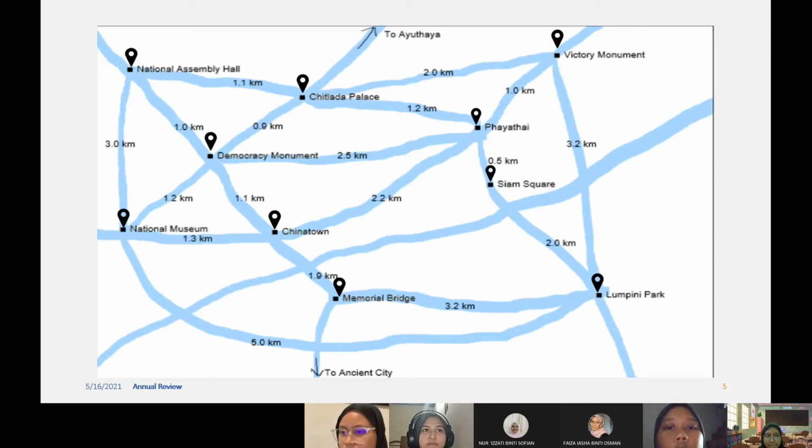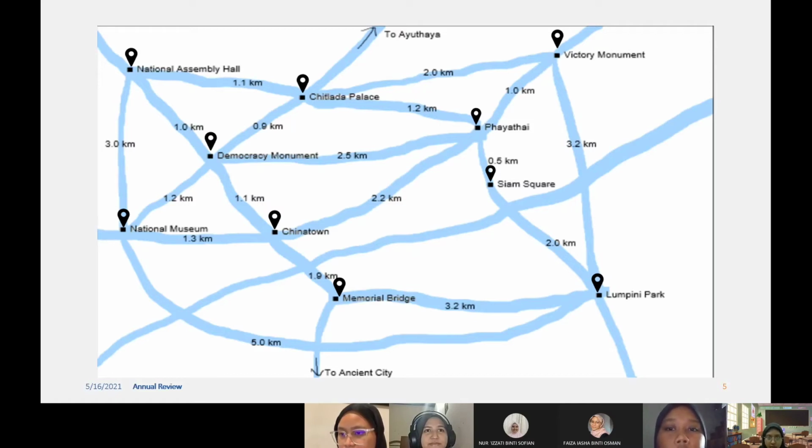Then, after we have chosen Chilada Palace, the available edges are to Payatai, to Democracy Monument, and to National Assembly Hall.